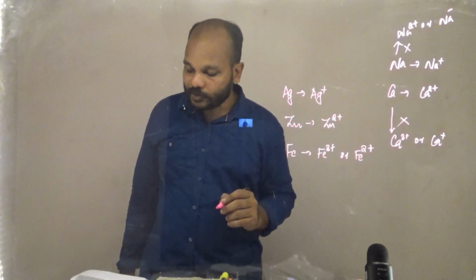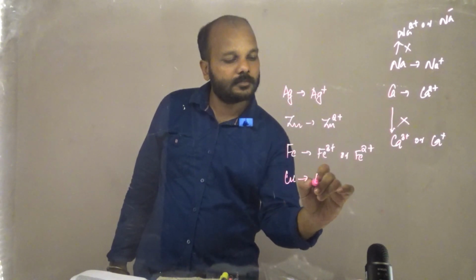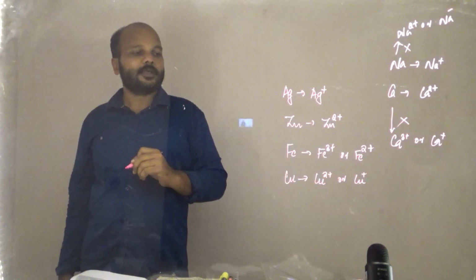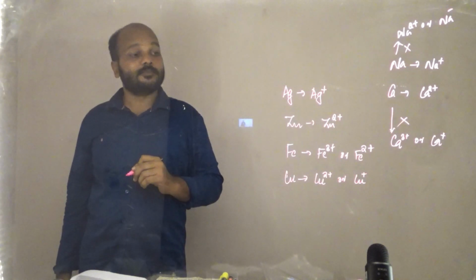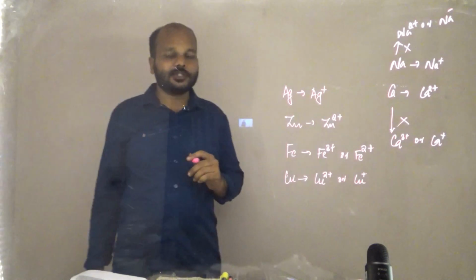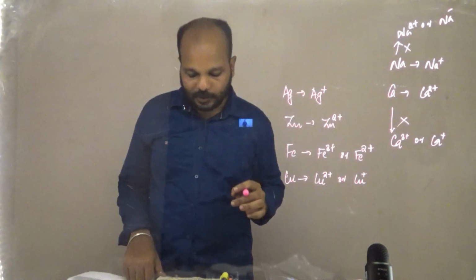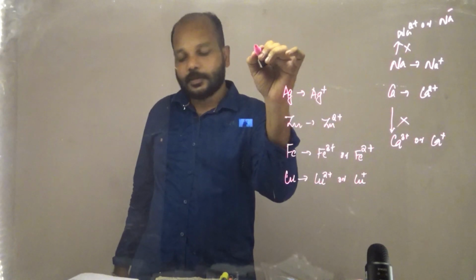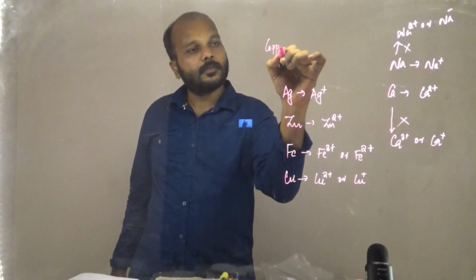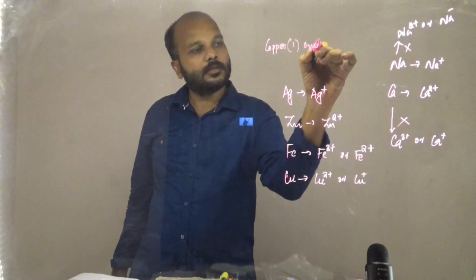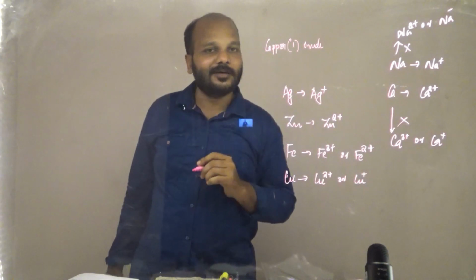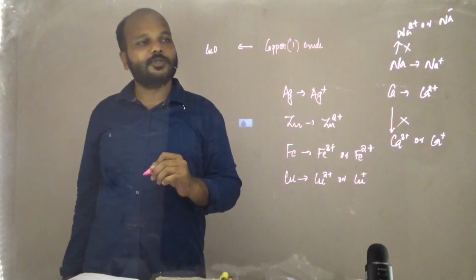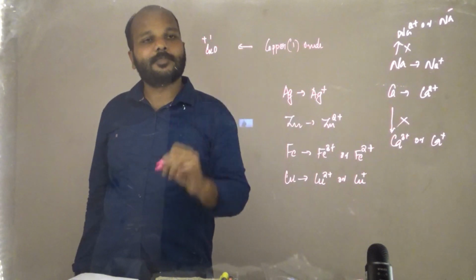And also copper forms Cu2+ or Cu+ ions, so it forms both ions. Now, in compounds, for example, let it be copper(I) oxide. Do you know what this I is suggesting? It is the charge on the copper. So this is going to be Cu2O, because here the copper has a +1 charge.